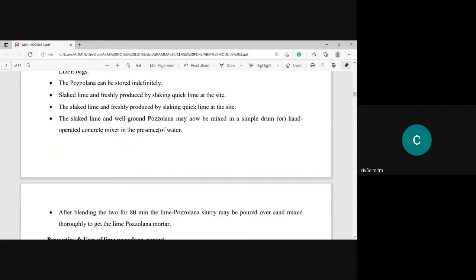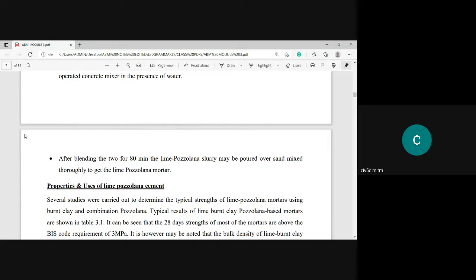The slaked lime and well-ground pozzolana may now be mixed in a simple drum or hand operated concrete mixer in the presence of water. That means the slaked lime, that is calcium hydroxide, and well-ground pozzolana of 90 micron are mixed in a simple drum with water. After blending these two for 80 minutes, the lime pozzolana slurry may be poured over sand, and thoroughly you can produce lime pozzolana.